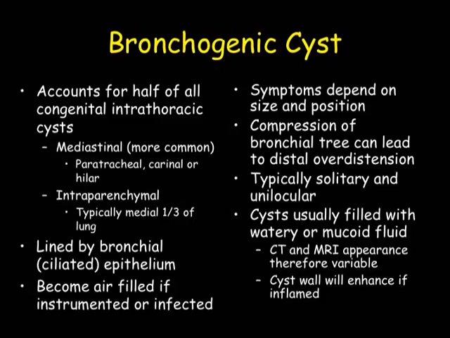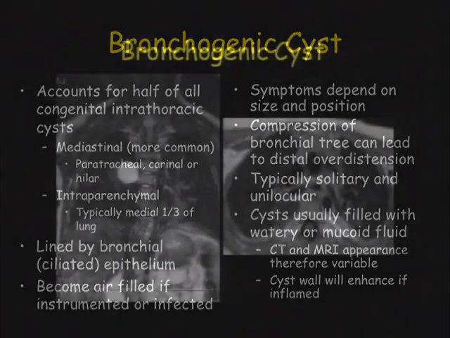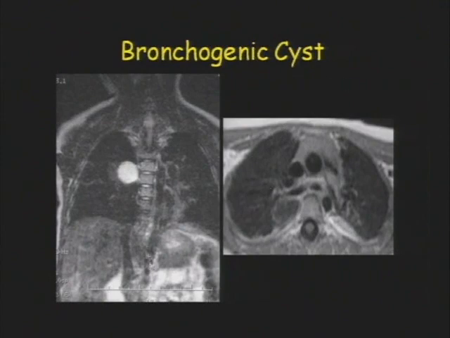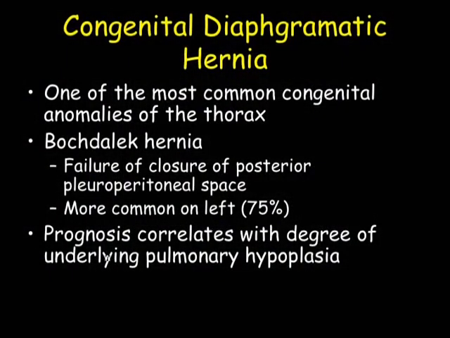The symptoms depend on their size. Here's a small one that you can see follows fluid signal on this MR, and is really pretty innocuous otherwise. Here's a much larger one where at MR you can see that there's marked compression of the trachea as a result of this bronchogenic cyst.